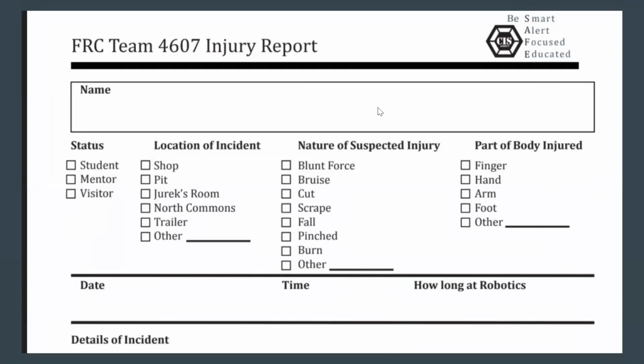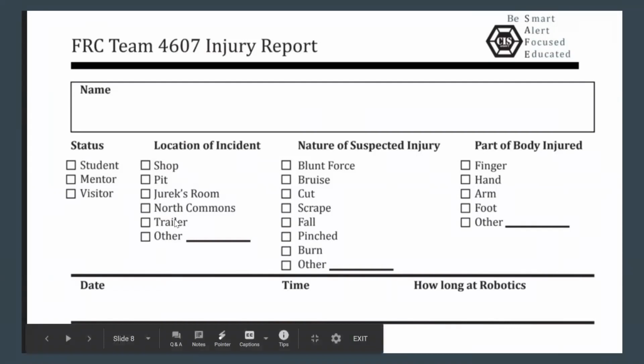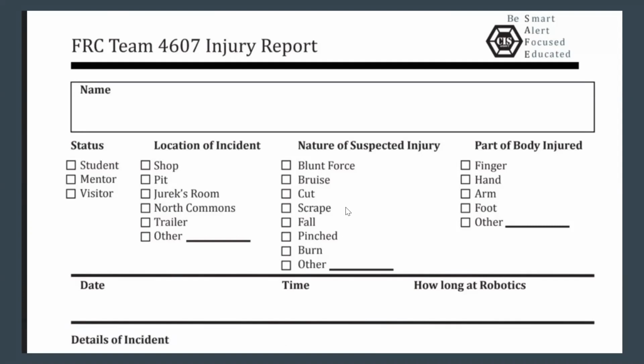So we have our name, what their status is for those metrics, so we can remain anonymous on those things, where it is. These are our main places we hang out at Robo, because our departments hang out in different areas, but these are the main places where there are risks to injury. So nature of suspected injury, these are just a main list of what could happen. So blunt force, bruise, cuts, scrapes, falls, pinching, burning, and then of course, other, because you're going to be in other places, other things are going to happen, you never know.